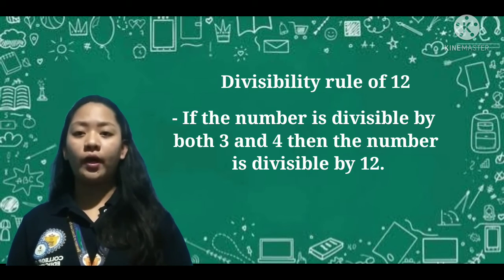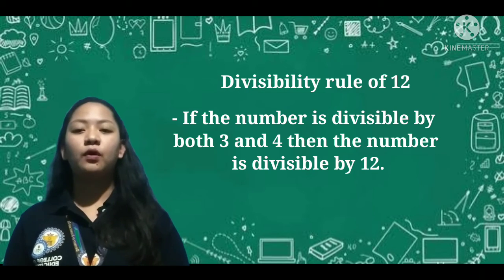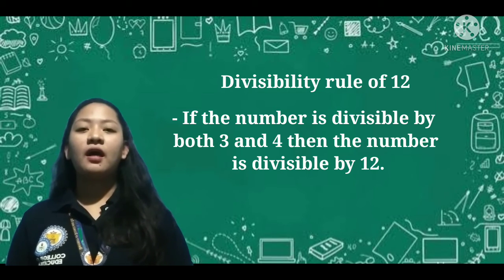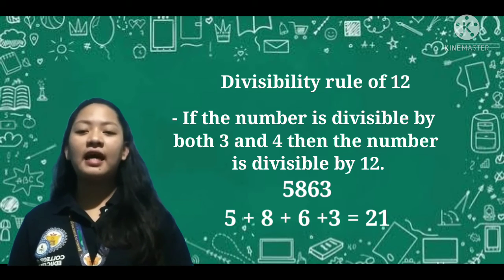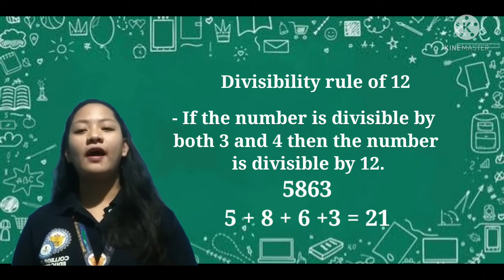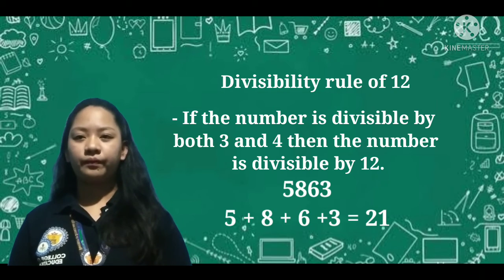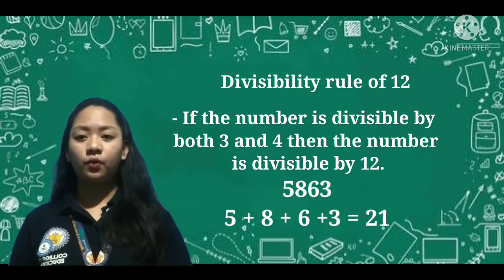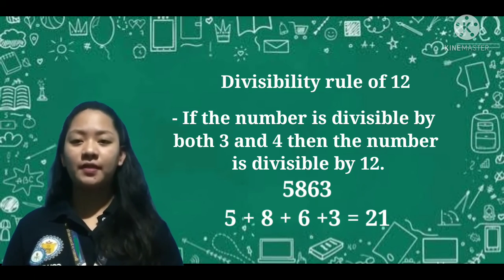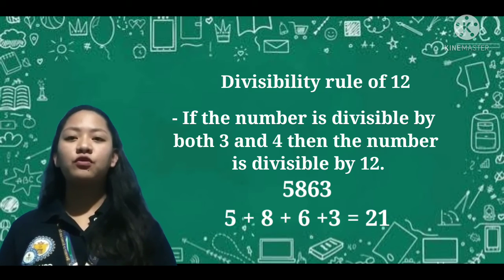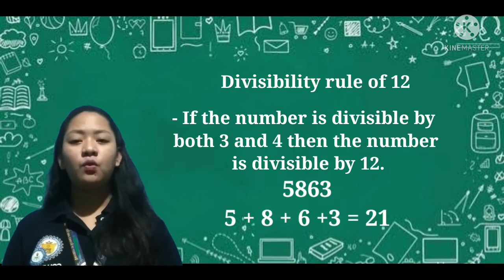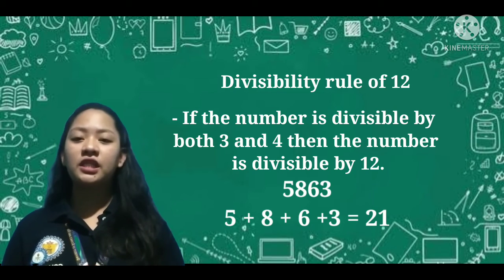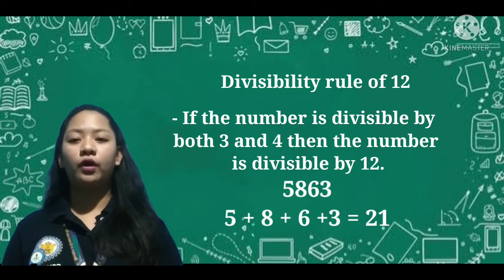Divisibility Rule of 12. If the number is divisible by both 3 and 4, then the number is divisible by 12. For example, 5,863. So 5 plus 8 plus 6 plus 3 equals 22. The last two digits are 63, which is not divisible by 4. Therefore, 5,863 is not divisible by 12.